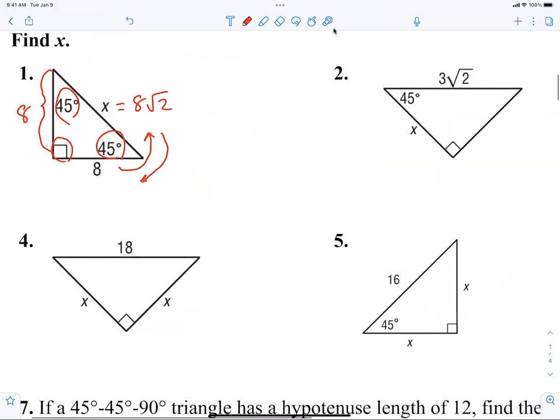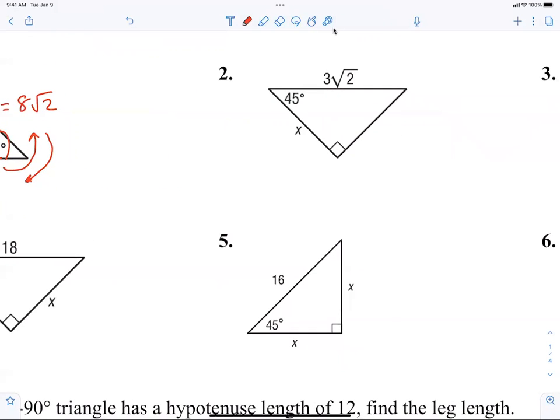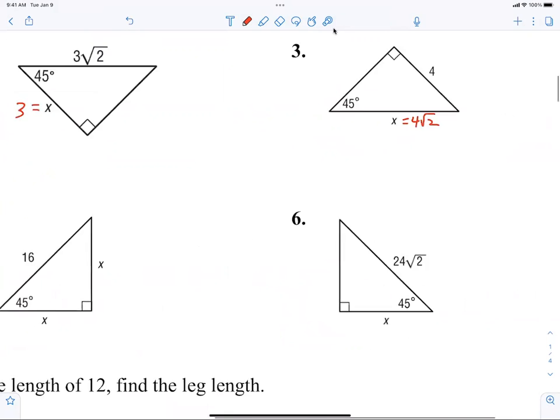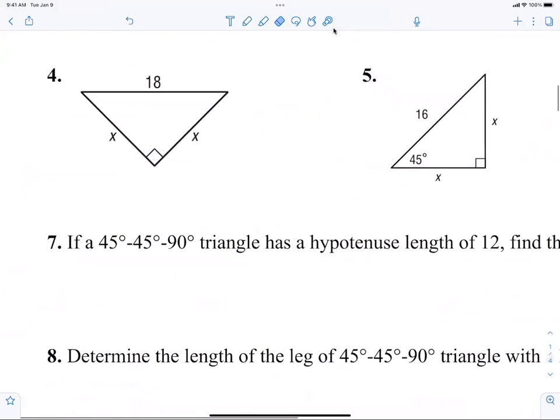All right, so look at number 2. What is x? 3. Embarrassingly easy. All right. Number 3, what is x? 4 radical 2. Number 4. A little bit harder now. So what is it? Someone. 18 over radical 2.